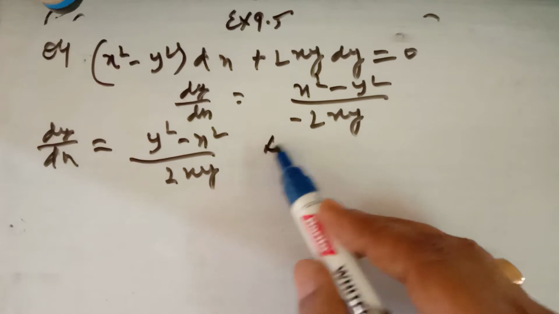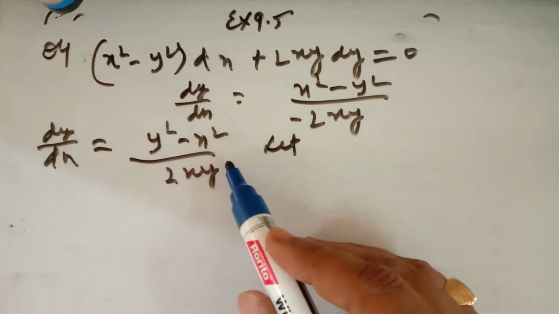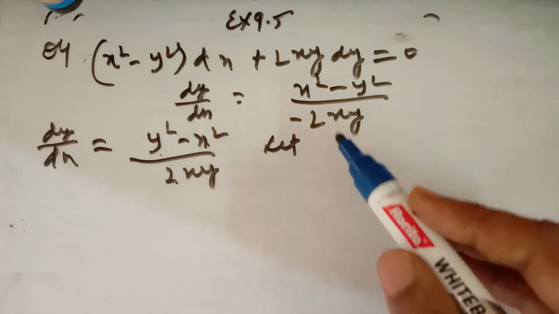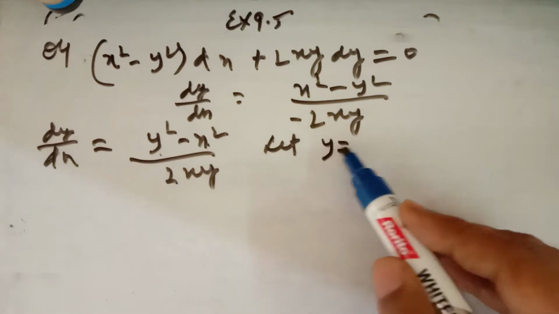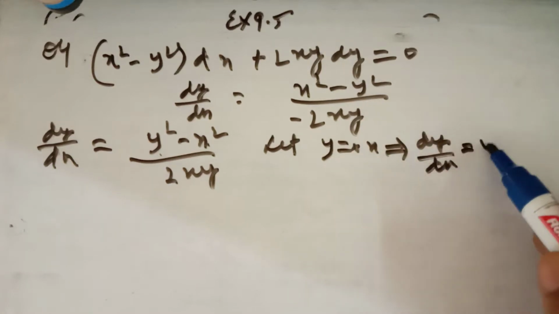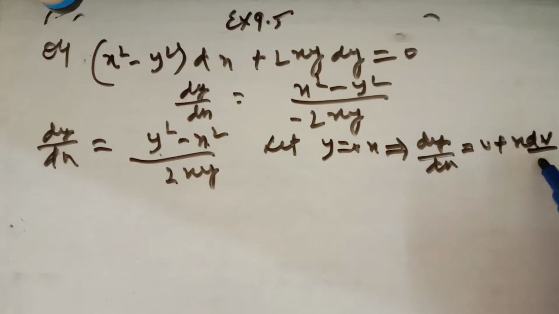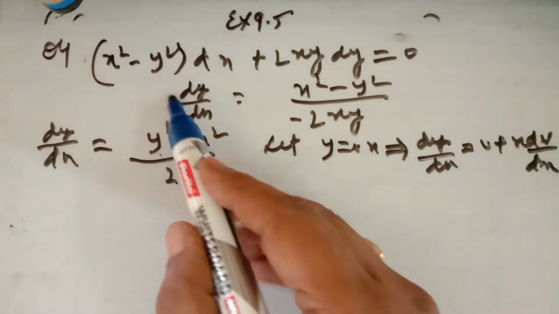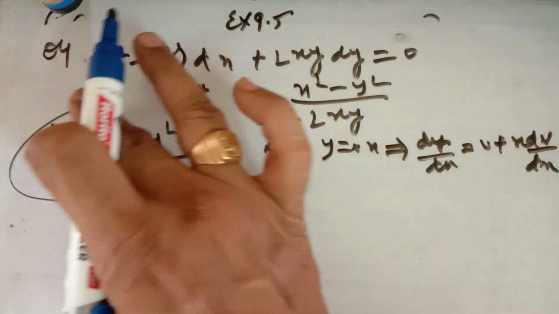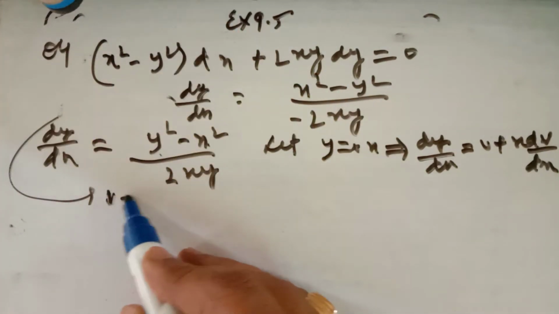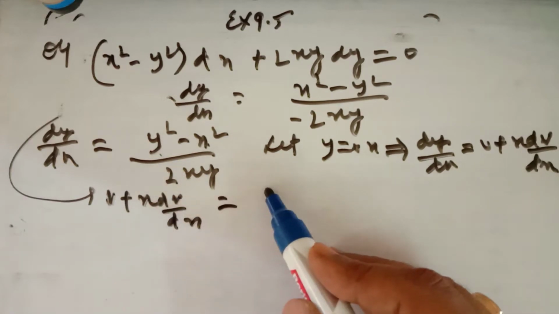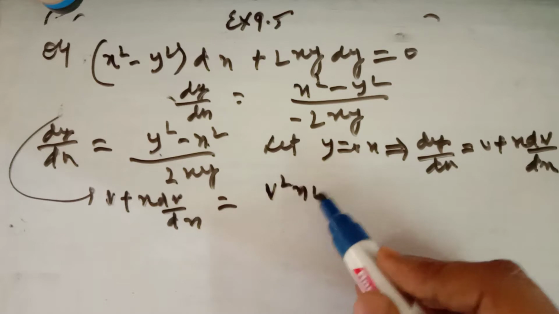Because it is a homogeneous differential equation, the degree of each term is 2, 2 and 2, so it is homogeneous and you know how to prove it. Let y = vx, and you know that dy/dx will be equal to v + x dv/dx. Now replace it here. It will be v + x dv/dx equal to, with y = vx, (v²x² − x²).